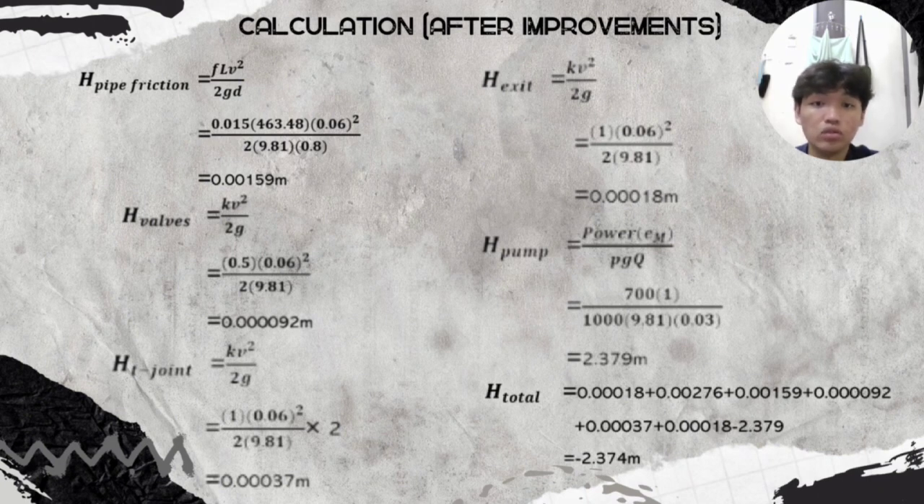H pump equal to power of pump times pump efficiency divide rho, gravity, and flow rate. So 700 times 1 divide 1000 times 9.81 times 0.03. So the answer is 2.379 meter. So the total loss is sum of the total head loss. So equal to negative 2.374 meter. This is for after improvement.